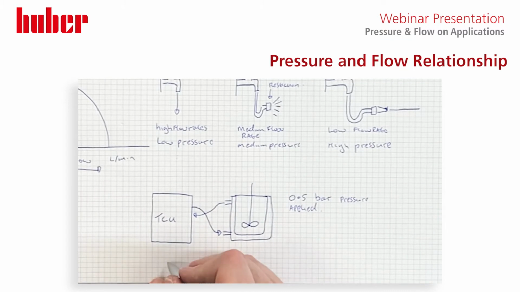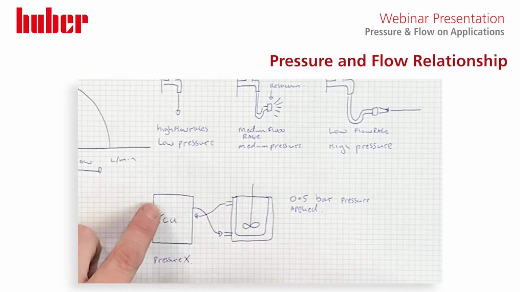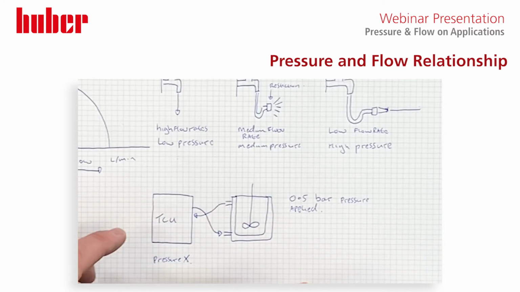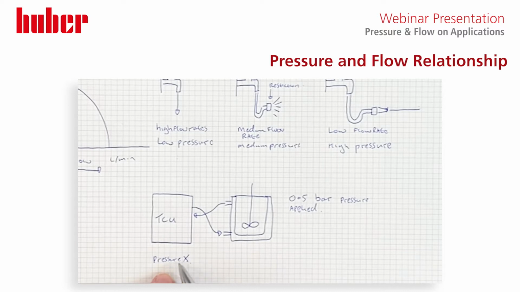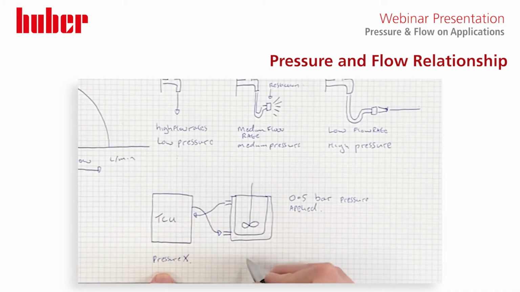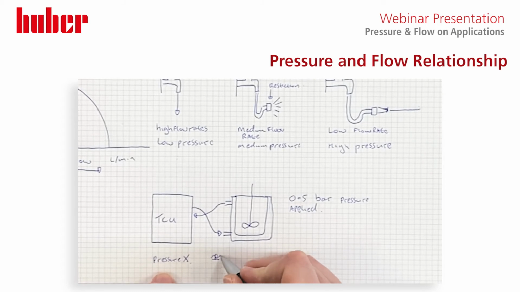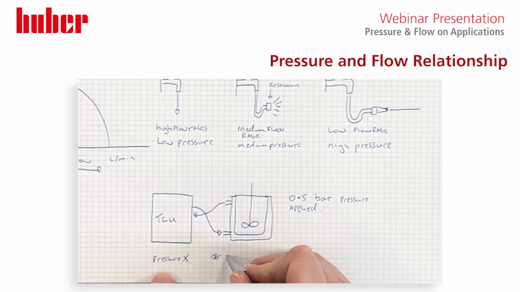If our TCU has pressure X, this pressure may be measured internal on the unit or it may be on an external pressure sensor. But we'll go through that in a wee bit more detail in a bit. And we have our application. So the pump has pressure X, is entering a large cavity here. So our pressure at the inlet is approximately equal to pressure X.